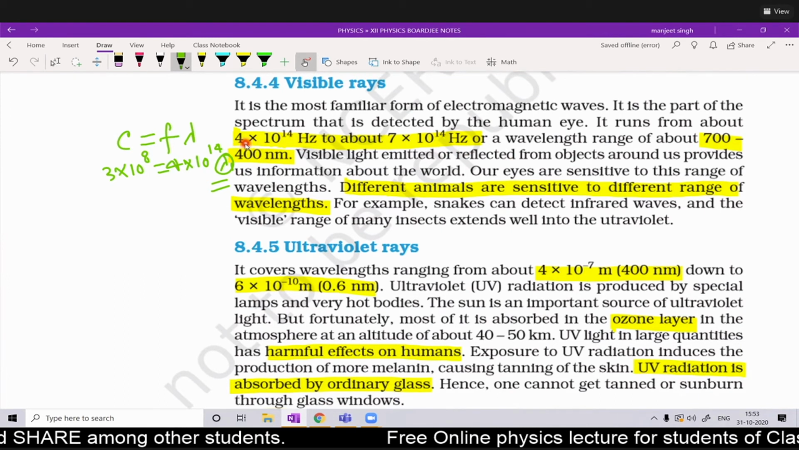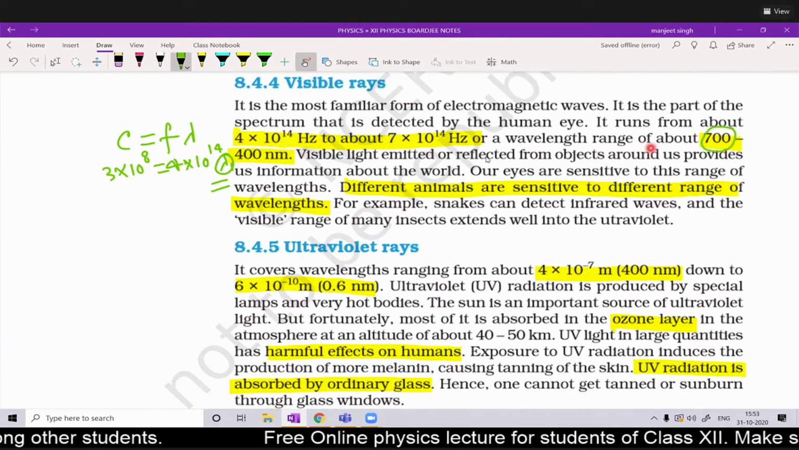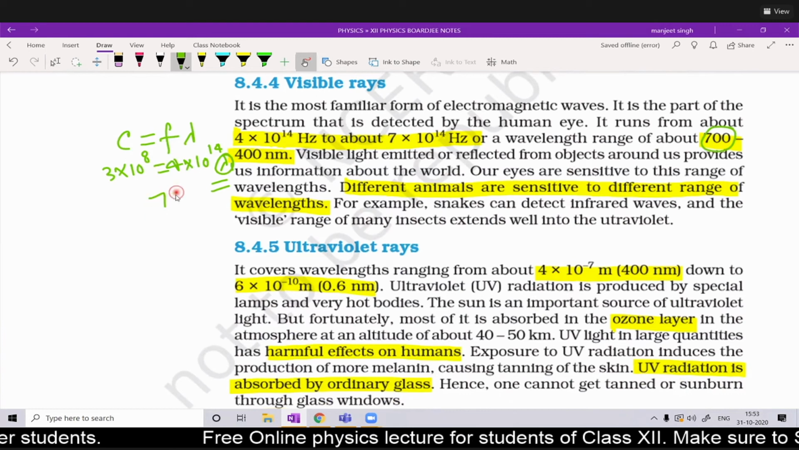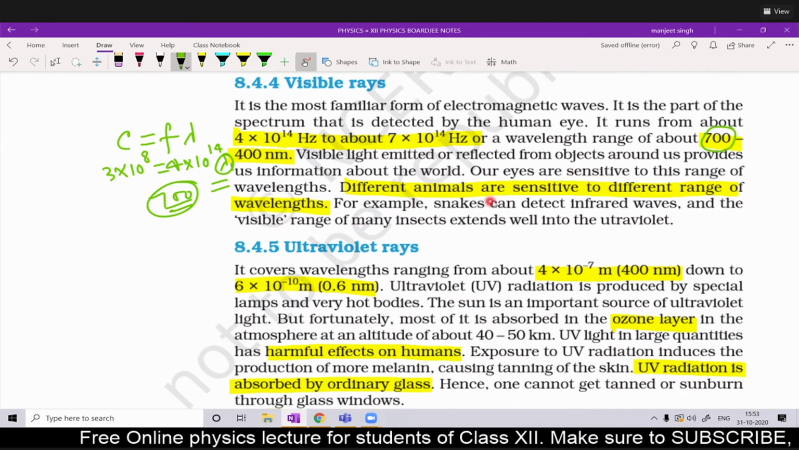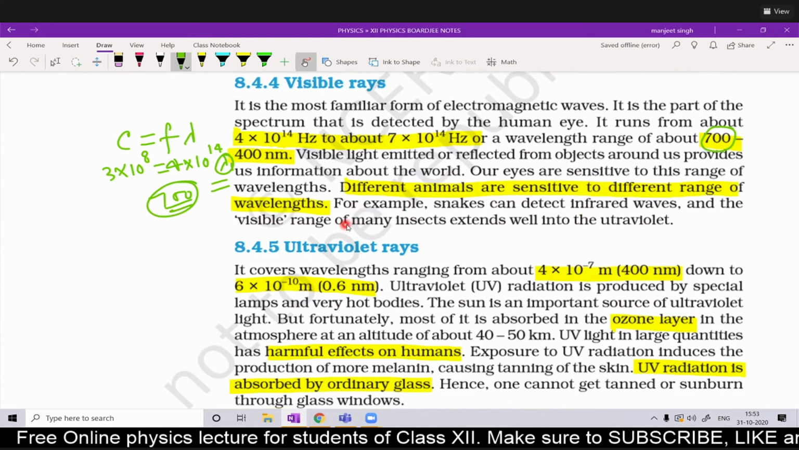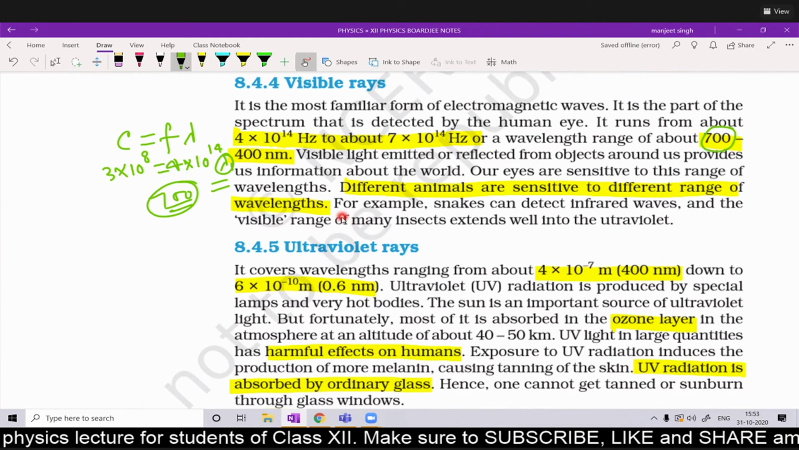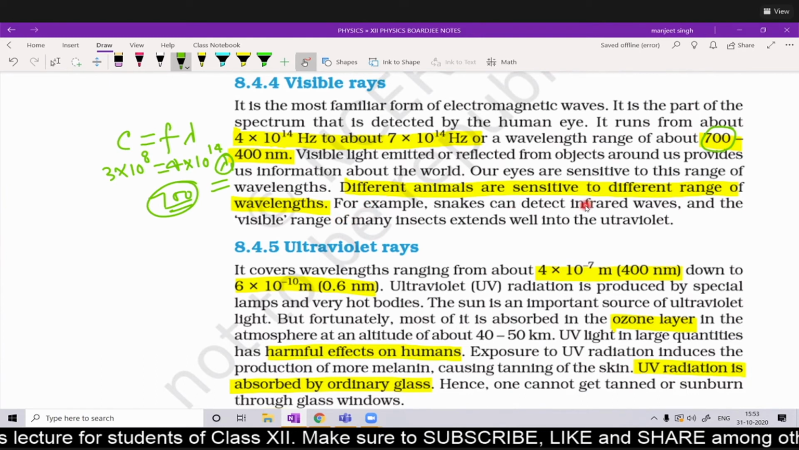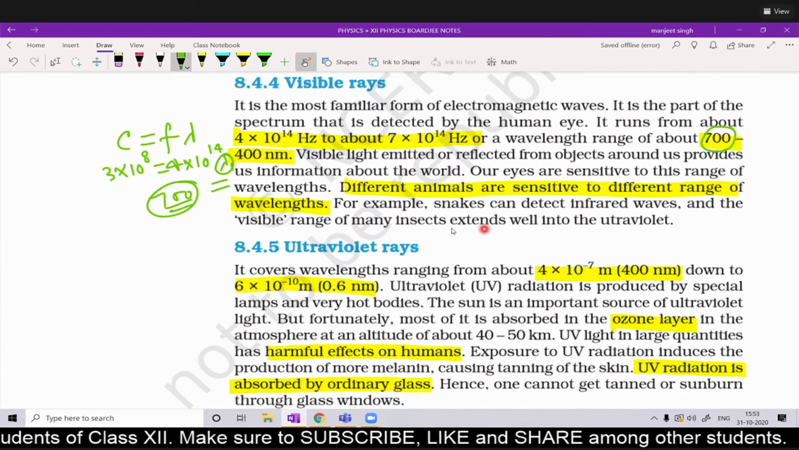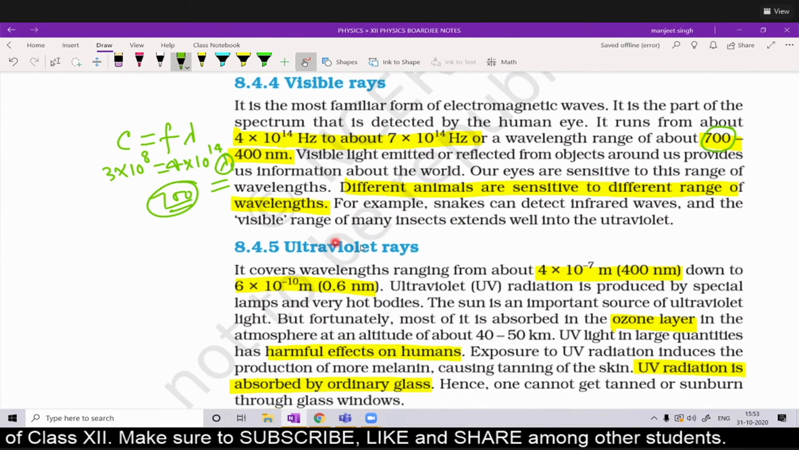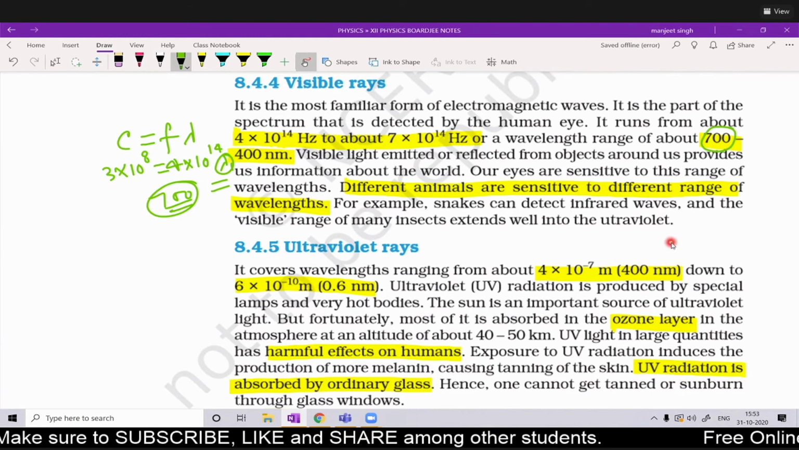Now this is the lower frequency, so the higher value will be coming, 700 for this. 700 will be lambda. Now, different animals are sensitive to different ranges of wavelengths. Bats and cats can see even through the dark. That means their sense of vision is different, so they sense different ranges of wavelengths. Snakes also, and the visible range for insects extends well into the ultraviolet region.